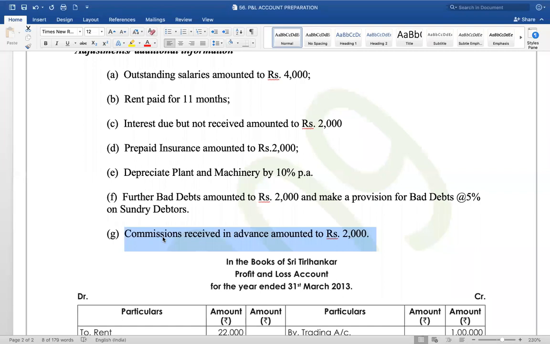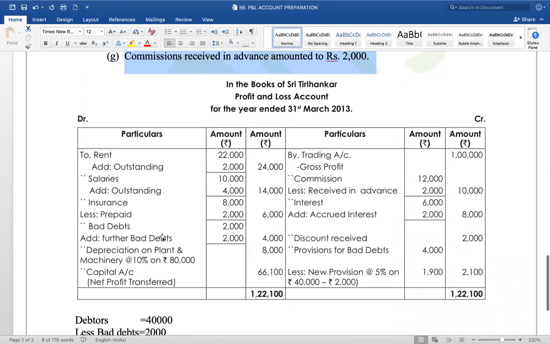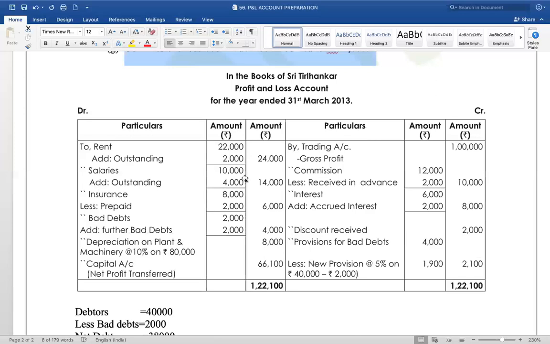This means it belongs to the next accounting period, but you're receiving it now. When you're receiving it now, what should you do? Look at this. Commission received 12,000 less commission received in advance 2,000. This belongs to the next year. You have to deduct it. So 12 minus 2, 10,000 is the commission pertaining to this year.